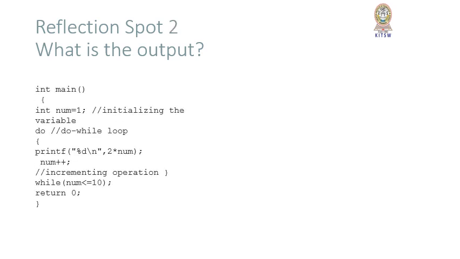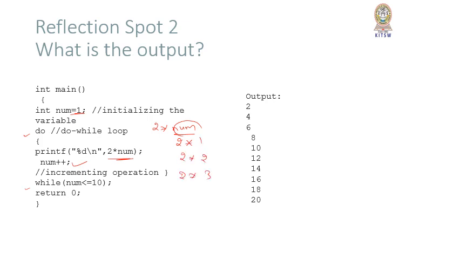One more program, students. With the help of do while, analyze what is the output for this. Yeah, so this is the output. It is 2 into num. So 2 is always multiplied with the num value, and this num value is incrementing by 1 every time. So this is 2 into 1, then 2 into 2, and 2 into 3, and so on until num is less than or equal to 10. So you get values 2, 4, 6.